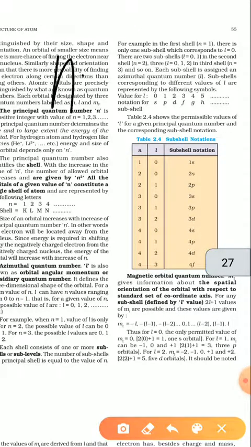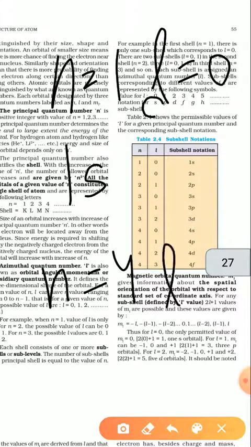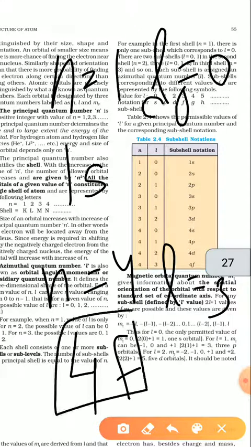Suppose we have a value of n equals 1 and L equals 0. n equals 1 means the first shell, L equals 0 means it is the S subshell. So the subshell will be 1S, right? Suppose we have n equals 4 and L equals 3. n equals 4 means the fourth shell, L equals 3 means it is the F subshell. So the subshell will be 4F. It will go on like this.